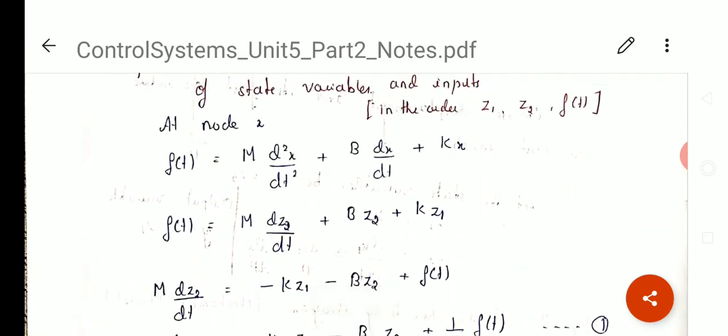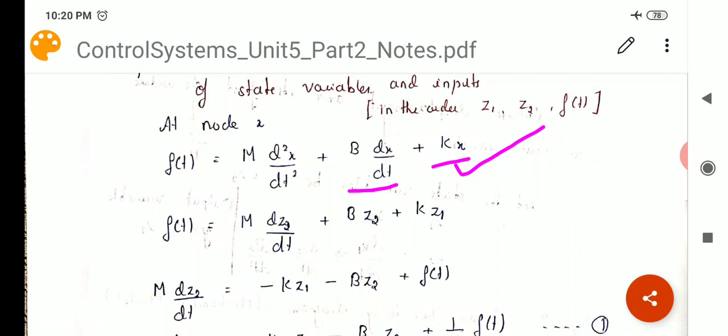Now if you observe this equation, f of t is equal to m d square x by dt square plus b into dx by dt plus k into x. Now what is said? You should write these equations in terms of state variables. State variables are nothing but z1 and z2. As you remember, x is represented by z1, dx by dt is represented by z2, and d square x by dt square, this is why I was telling that we need to differentiate that.